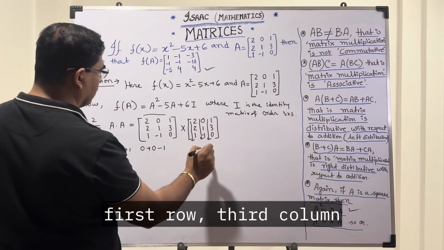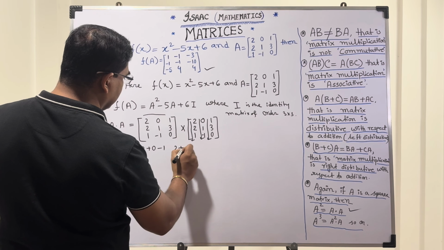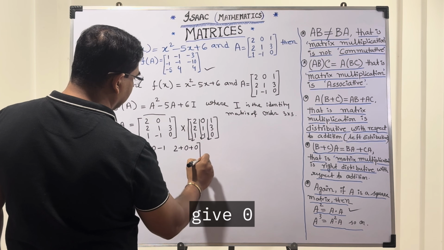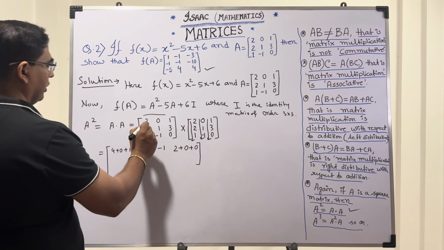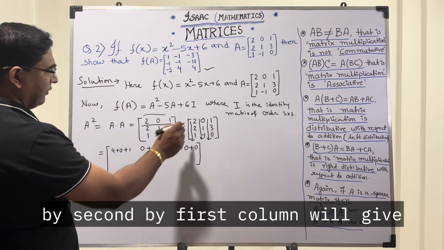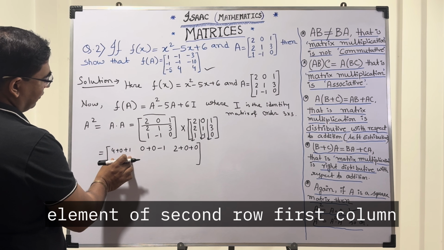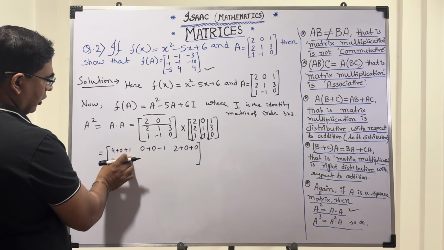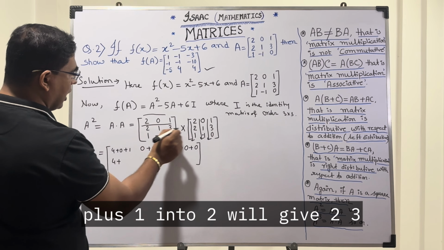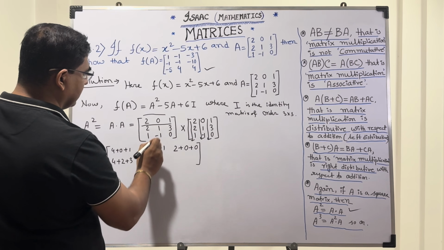First row, third column: 2 into 1, 2; 0 into 3, 0; 1 into 0 will give 0. Second row by first column will give the element of second row first column of this new matrix. 2 into 4 plus 1 into 2 will give 2. 3 into 1 will give 3.